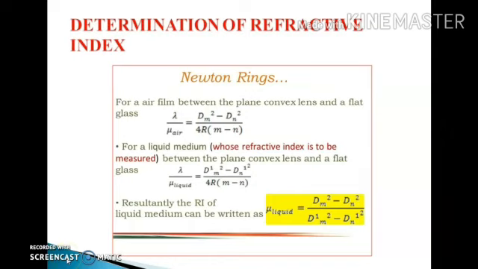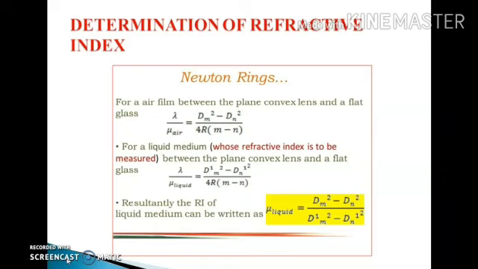We have earlier obtained the value of lambda for an air film between the plano-convex lens and a flat glass, as lambda upon mu is equal to dn square minus dn square divided by 4r(m minus n). Now we have used a liquid medium whose refractive index is to be measured. Again, with the same pattern of Newton rings, we will find out the values of the nth and (n plus m)th ring, and then we will obtain the expression as lambda upon mu liquid is equal to dm square minus dn square divided by 4r(m minus n).